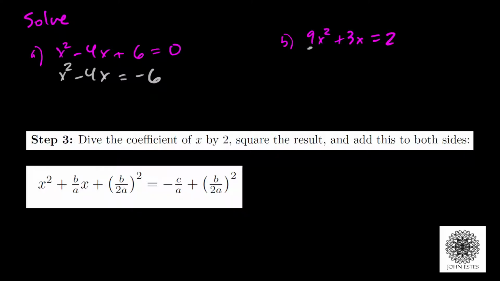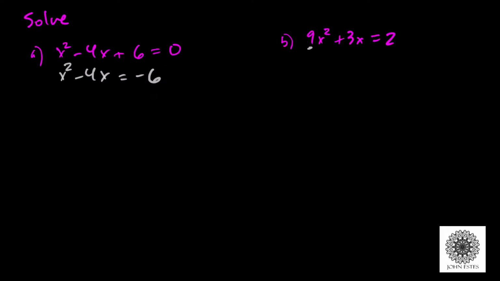You take the coefficient of your linear term, that's your middle coefficient, you divide by 2, square that result, and add it back into both sides. Okay, so let's try to do that here.